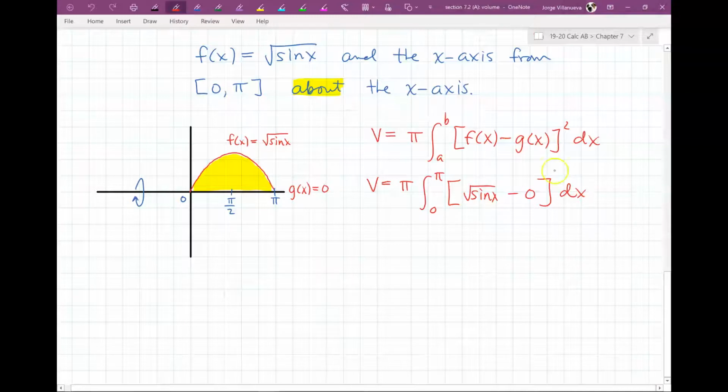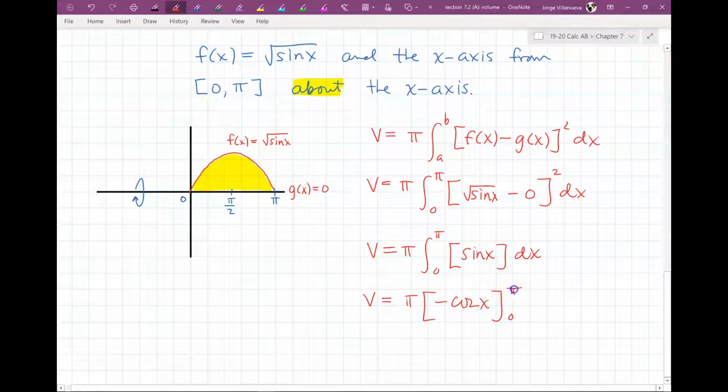So I have it squared. I forgot to put a square up there. Sorry about that. So volume is equal to pi integral from 0 to pi of radical sine of x minus 0, which is just radical sine of x. And if I square it, I just get sine of x. Now I can integrate it. The integral of sine of x is negative cosine of x. So volume is pi times negative cosine of x from 0 to pi.